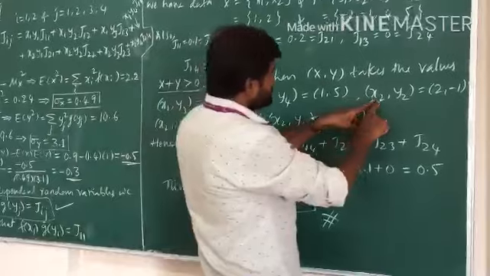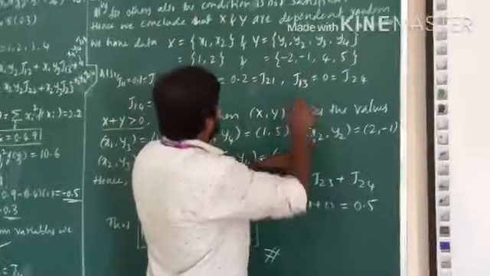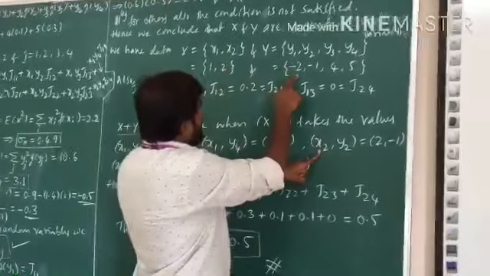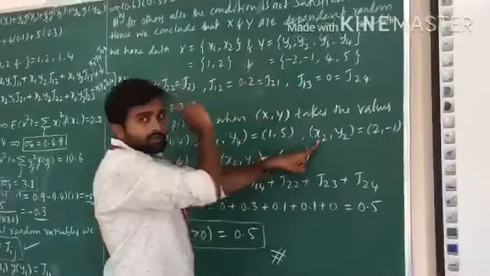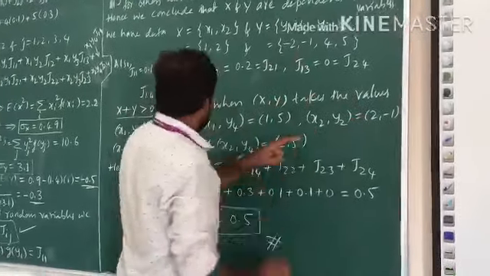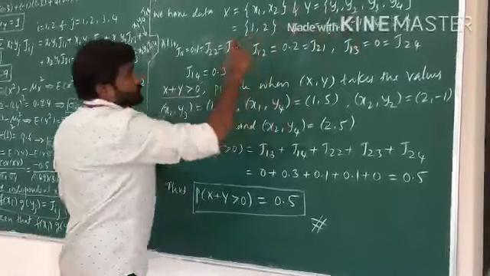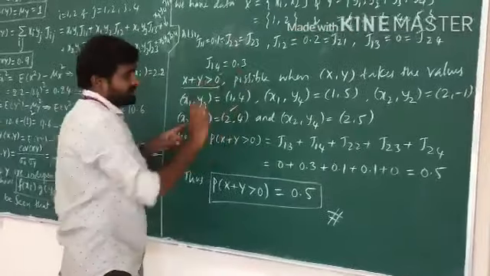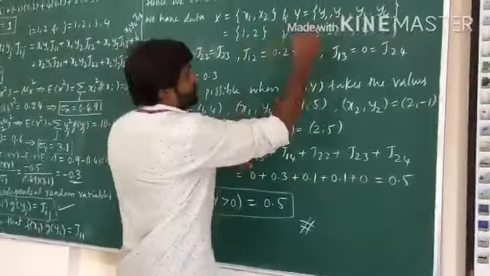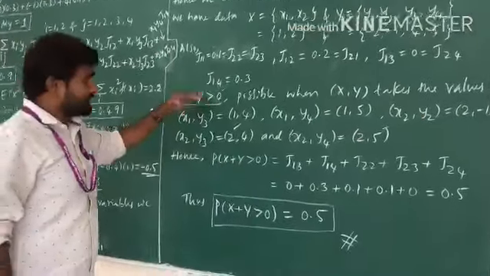Then the next value, x2. x2 y1 is not satisfied because 2 minus 2 is 0. Then x2 y2: 2 minus 1 is 1, so this is satisfied. Similarly x2 y3: 2 plus 4 is 6, satisfied. Then x2 y4: 2 plus 5 is 7, also satisfied.